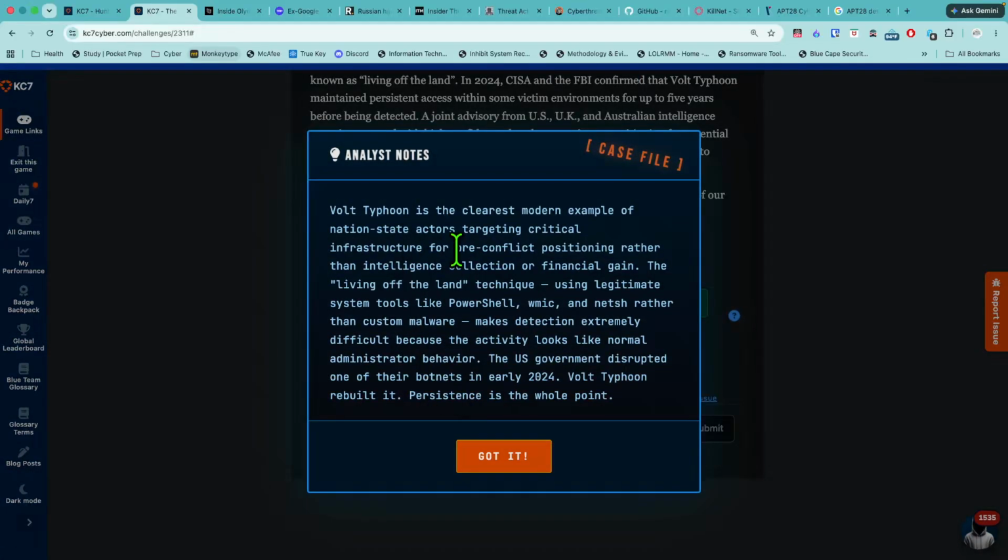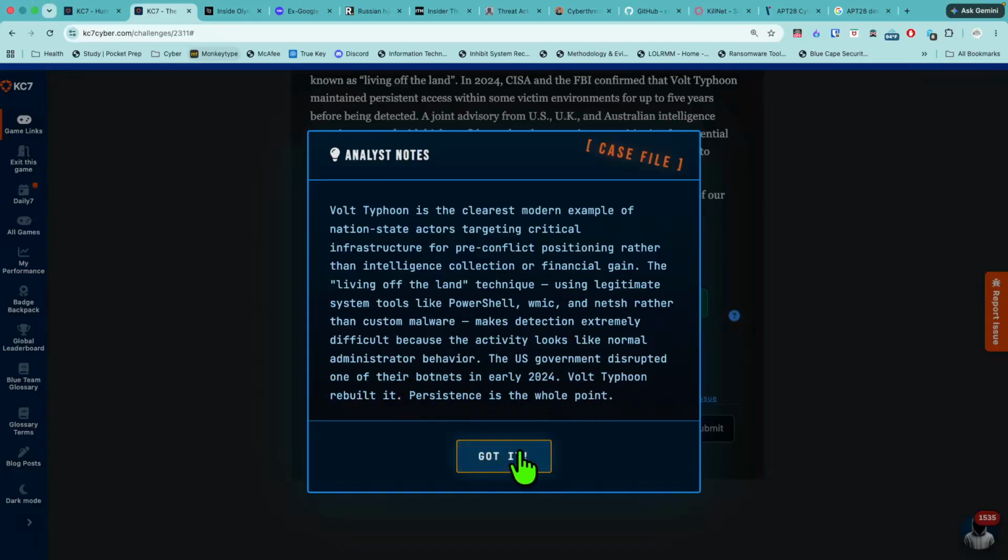All right, Volt Typhoon is the clearest modern example of nation-state actors targeting critical infrastructure for pre-conflict positioning rather than intelligence collection or financial gain. The living off the land technique, using legitimate system tools like PowerShell, WMIC, and Netsh rather than custom malware, makes detection extremely difficult because the activity looks like normal administrative behavior. And the US government disrupted one of their botnets in early 2024. Volt Typhoon rebuilt it, and persistence is the whole point.